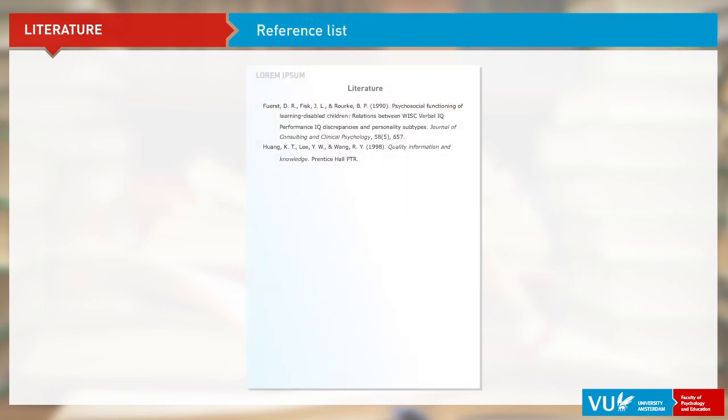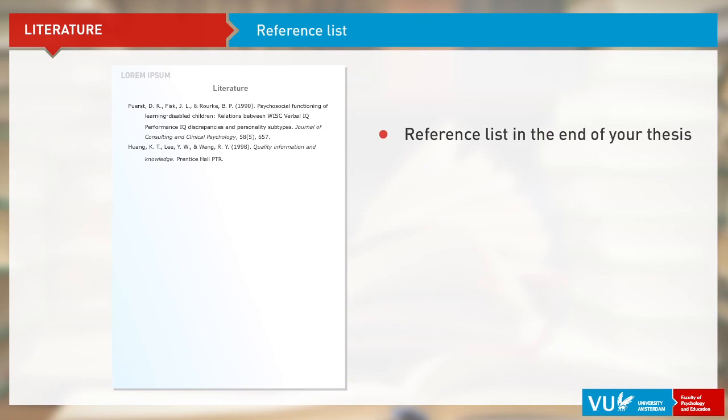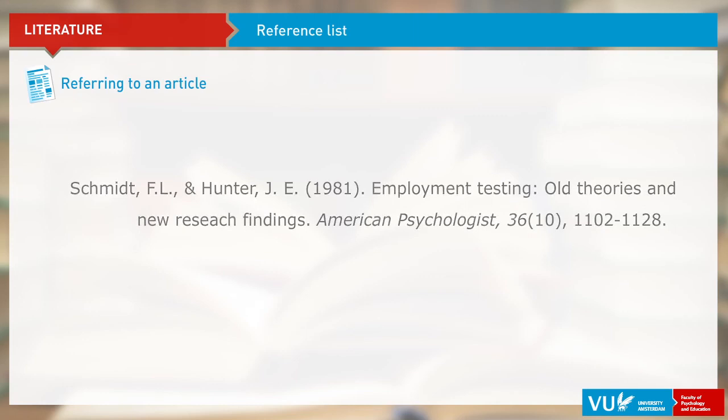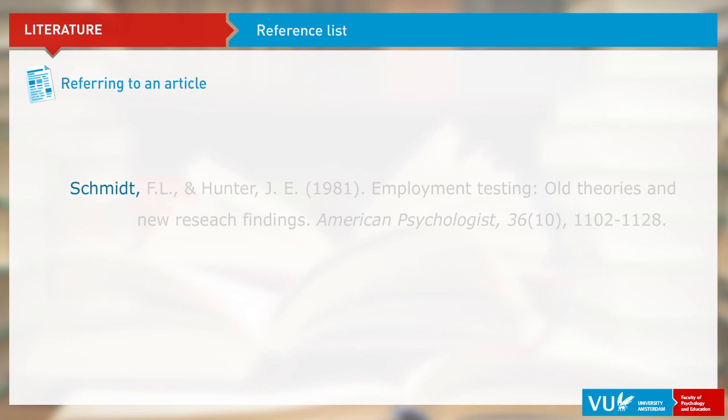All literature you have used in your thesis is cited in the reference list at the end of your thesis. These references must meet APA requirements. When you refer to an article, you must mention the last name of the first author, followed by a comma and the initials with a dot. When there are several authors, you place a comma between the names and add an ampersand sign before the last author's name. The date of publication in parentheses followed by a dot.